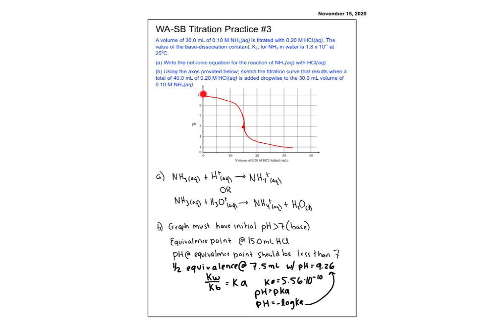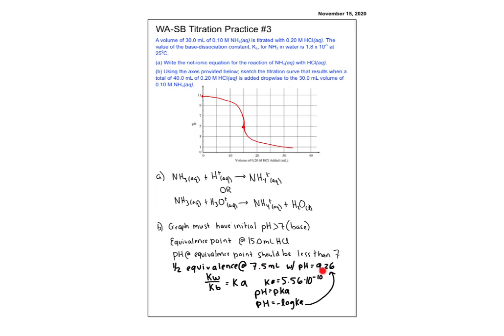It should obviously start high and end low. The initial pH, again, should be bigger than 7 because it's a base. The equivalence point should be 15 milliliters of HCl. The pH at the equivalence point should be less than 7. And then halfway to the equivalence point would be when we have 7.5 milliliters, right? Because if 15 is the equivalence, 7.5 is halfway.